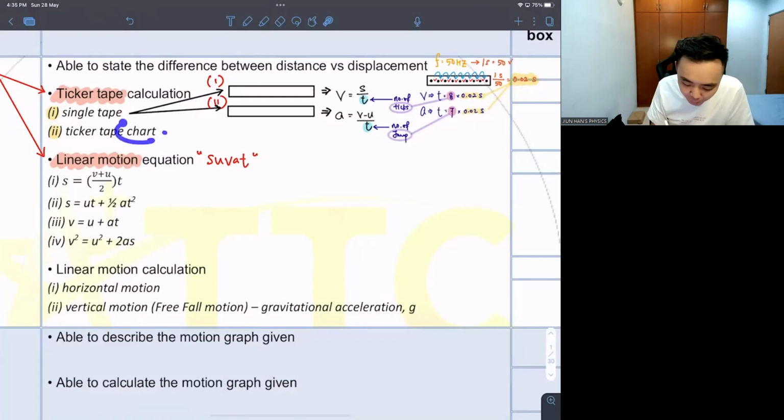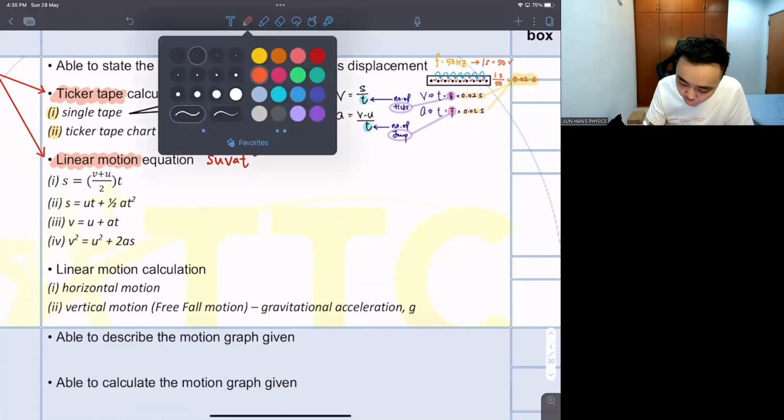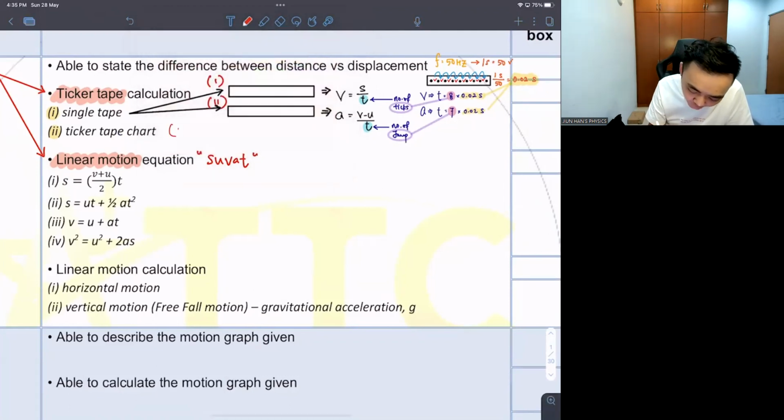Now again, chart, same thing. Also the same formula. Velocity, calculate ticks. Acceleration, calculate jumps. But the difference is what? For a chart, they are going to have more rather than just one single tape. Now they got a lot of them.